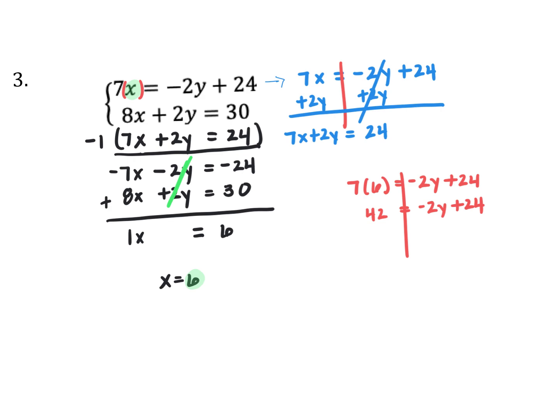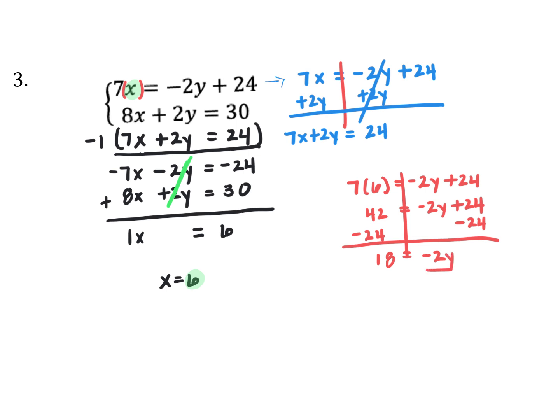Okay, if I want to get y all by itself, I've got to get rid of this 24. So I'm going to subtract 24 and subtract 24. If I take 42 and subtract 24, that leaves me with 18. So I'm going to say 18 equals negative 2y.